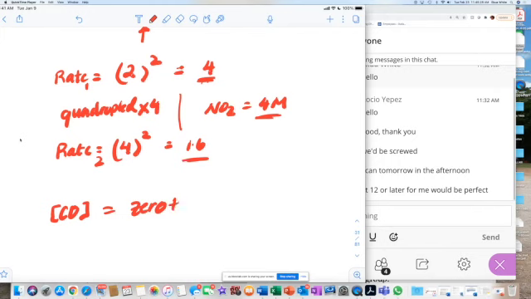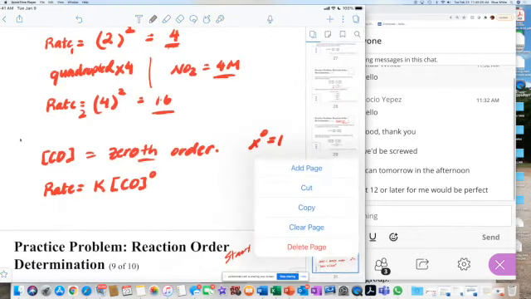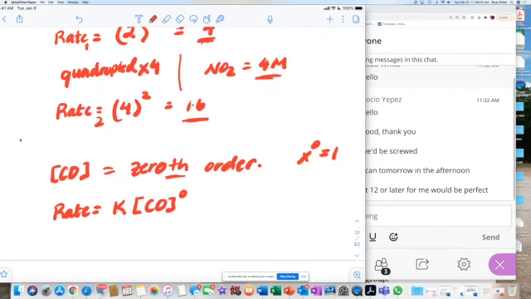Sometimes they call it zero order. Some books call it zeroth order. I don't know what's up with that, but hey, this is the terminology they use, zeroth order. So I'm like, okay, zeroth order. What does zero order mean? In maths, any number x to the power 0 is equal to 1, right? So we're going back to the math rules. So rate is equal to the constant times CO to the power 0.